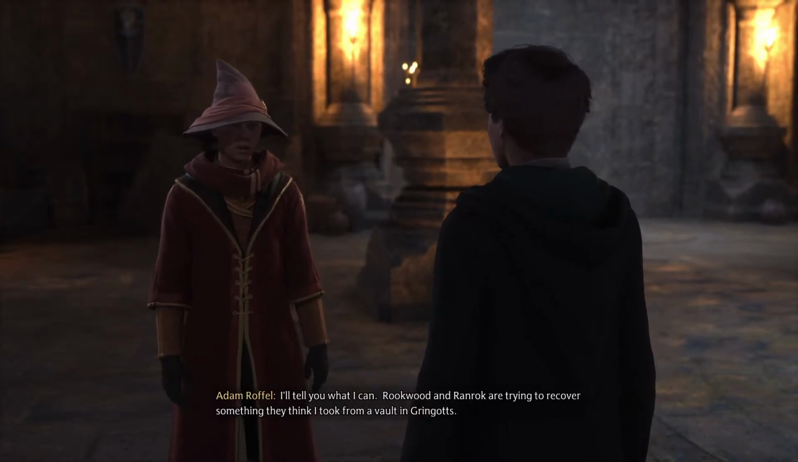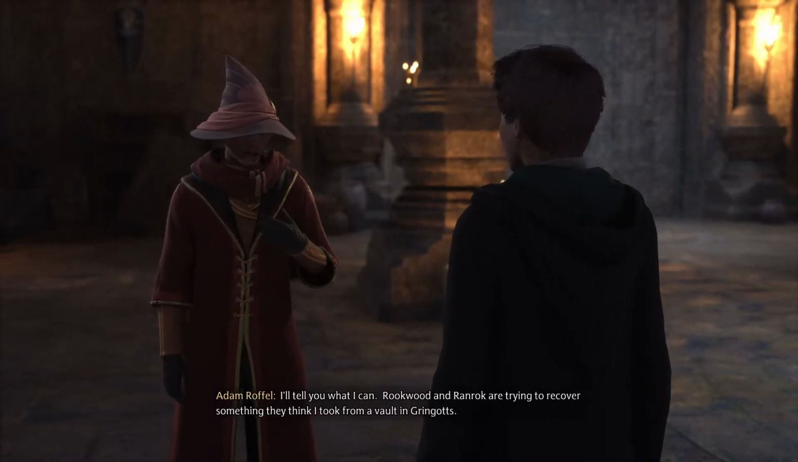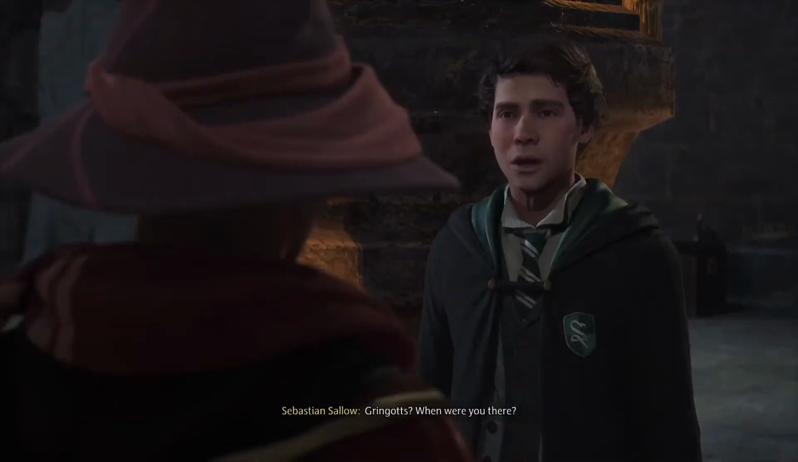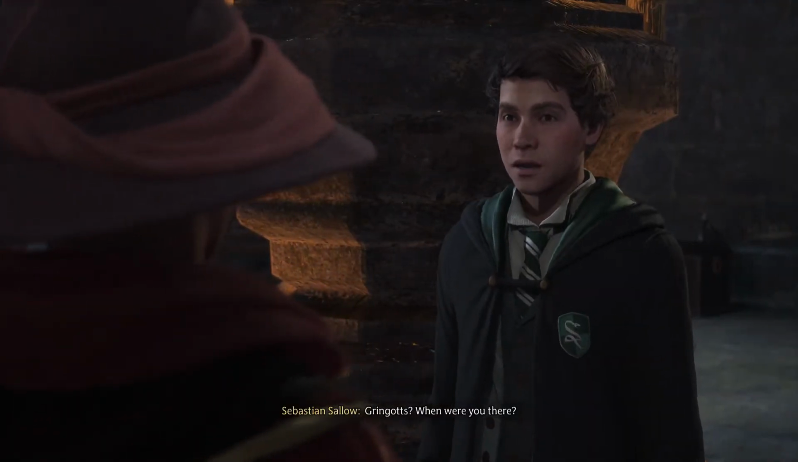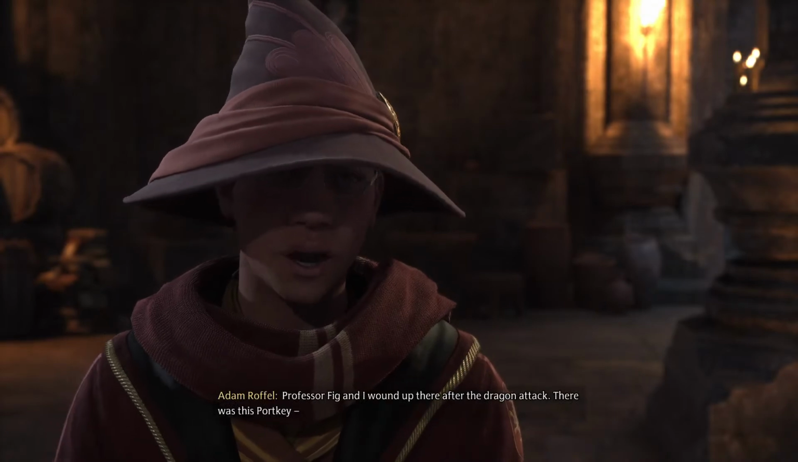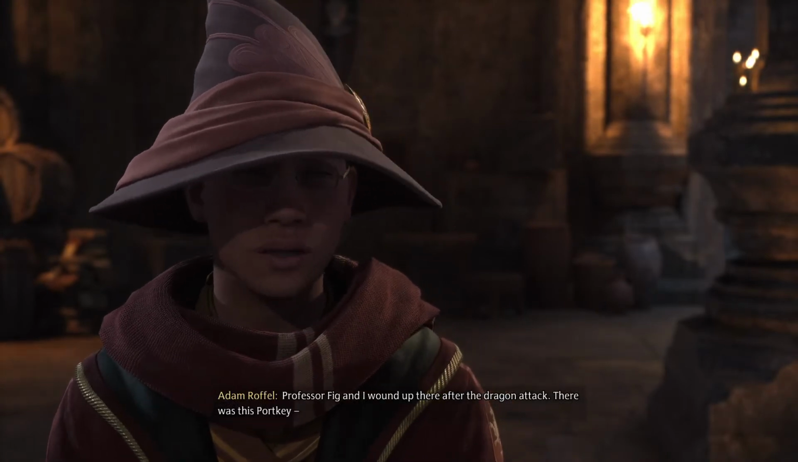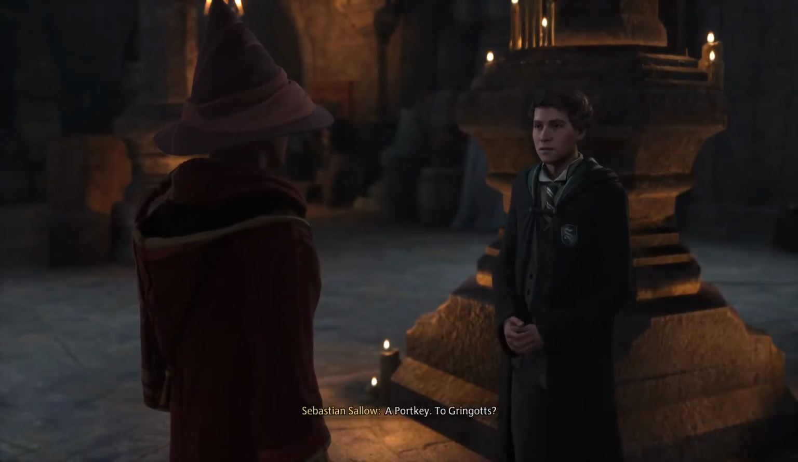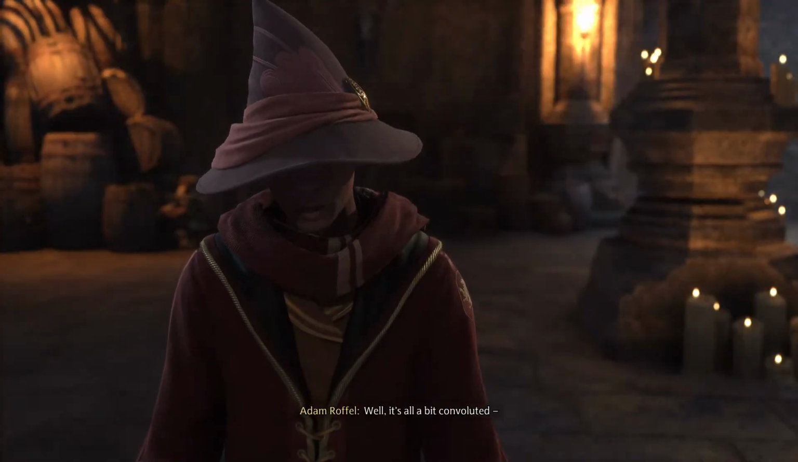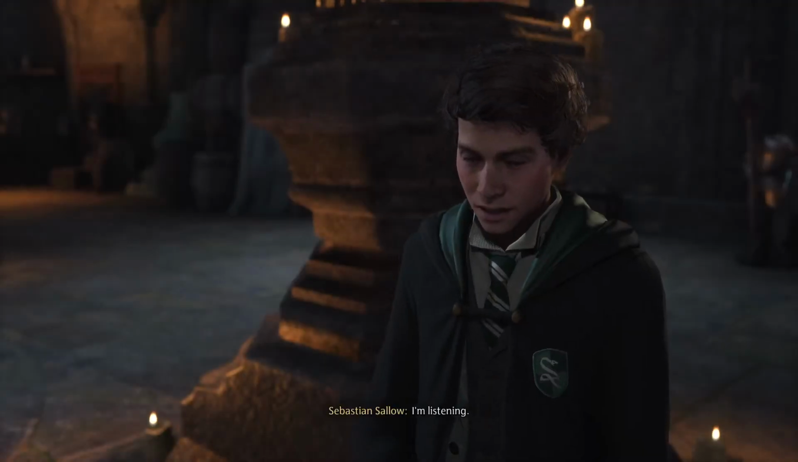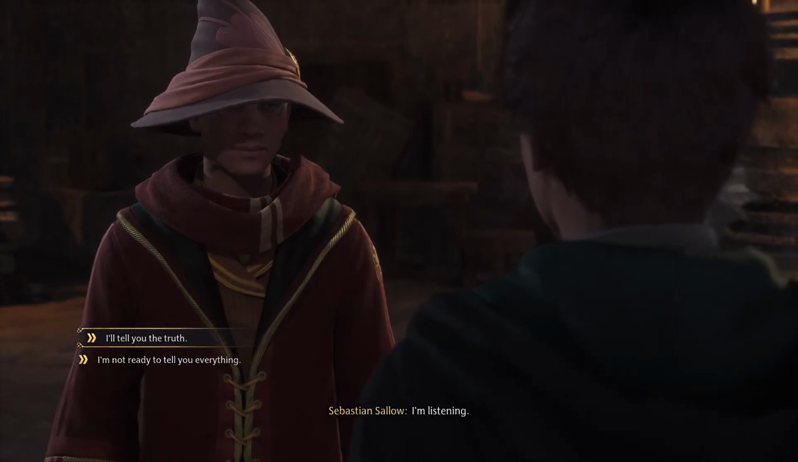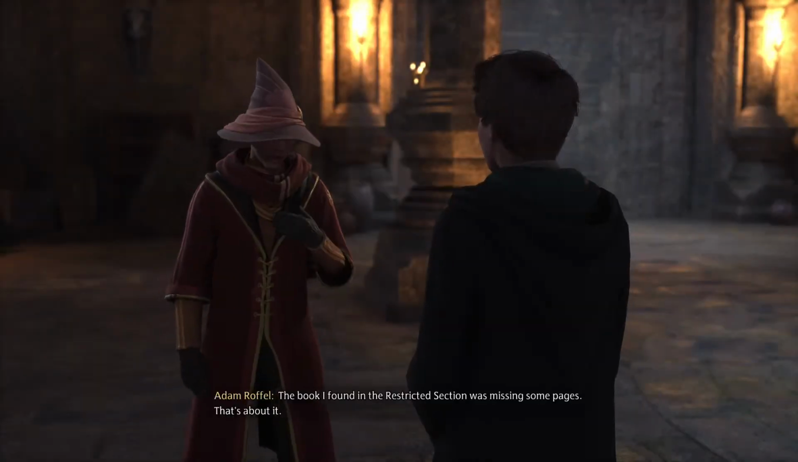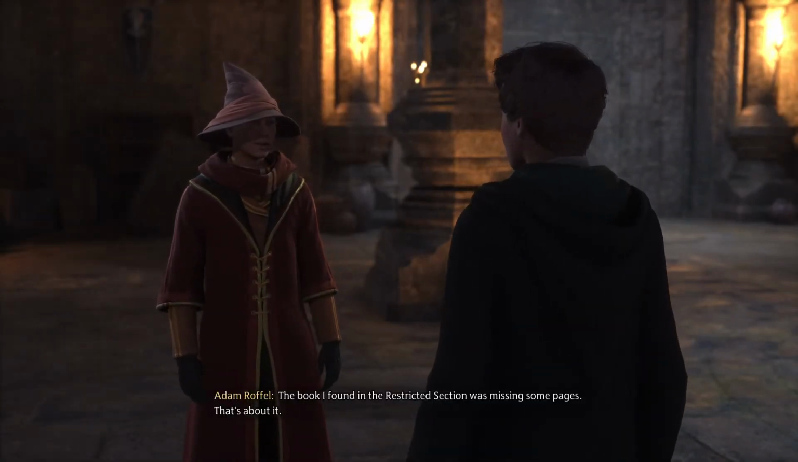Rookwood and Ranrock are trying to recover something they think I took from a vault in Gringotts. Gringotts? When were you there? Professor Fig and I wound up there after the dragon attack. There was this port key that... A port key? To Gringotts? Well, it's all a bit convoluted. I'm listening. The book I found in the restricted section was missing some pages.